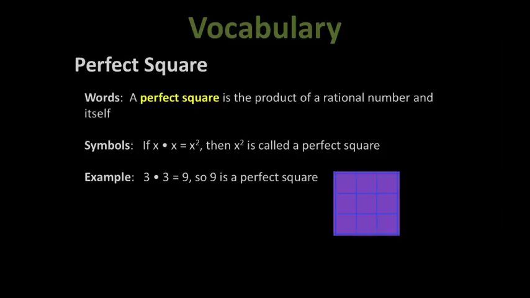All right, so the first thing I want you to get copied is some vocabulary. The first vocabulary is for perfect square, so write the word perfect square down, and then I want you to write a definition in words, in symbols, and write down the example, including this picture. So hit pause, get everything copied, and then we'll talk through each portion.